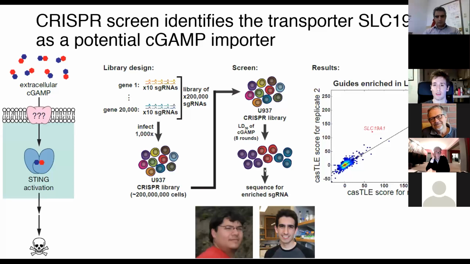So here is a figure showing the results of the screen. The CASA score is just a measure of the enrichment of different guides at the end of the screen. And the most enriched guides are known members of the STING pathway, including STING itself, really validating the approach of this screen. And another interesting hit was this transporter called SLC19A1, which we thought might be a potential cGAMP importer given its place on the screen.